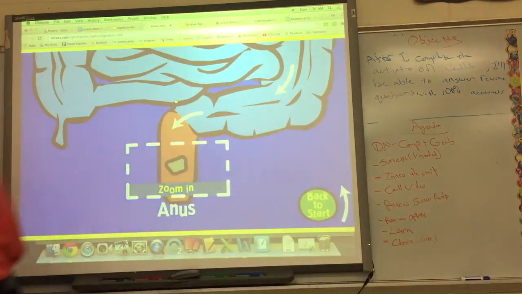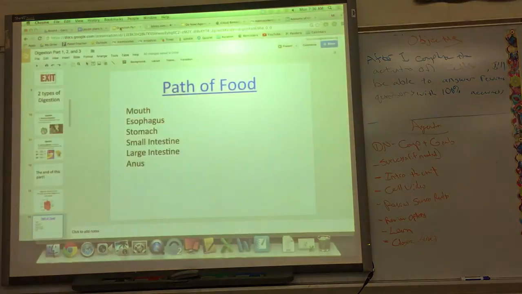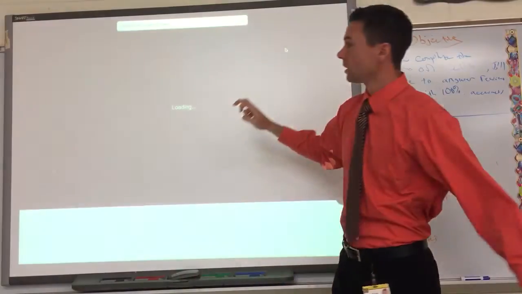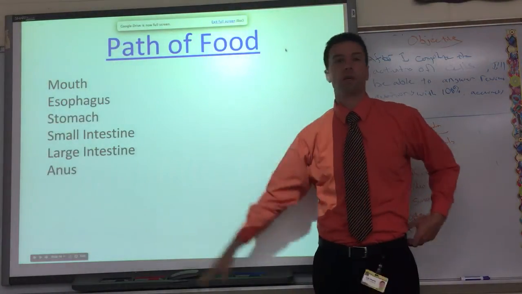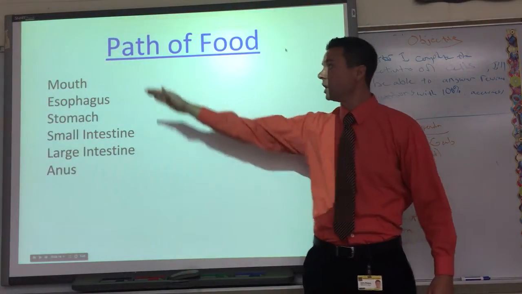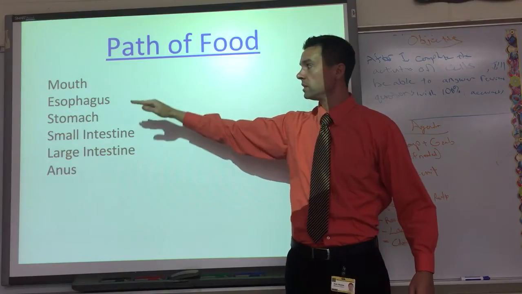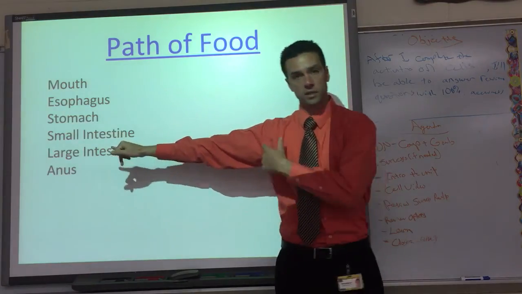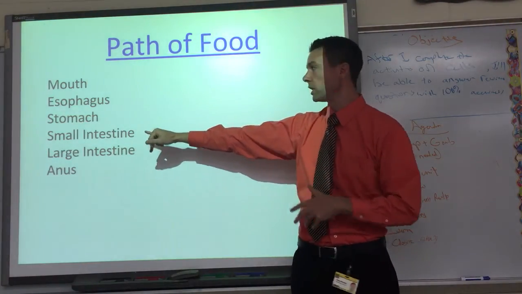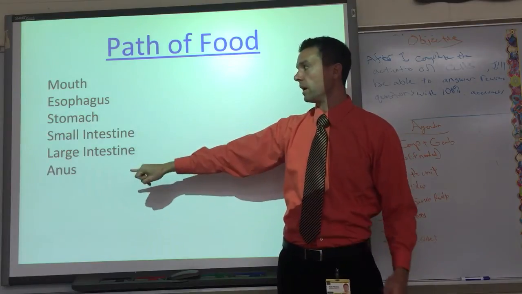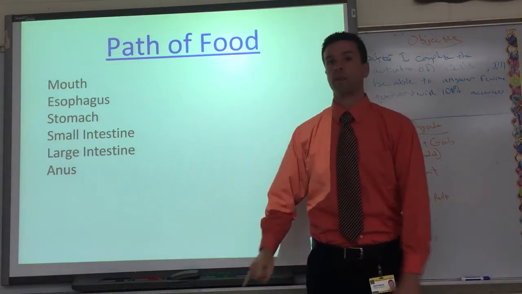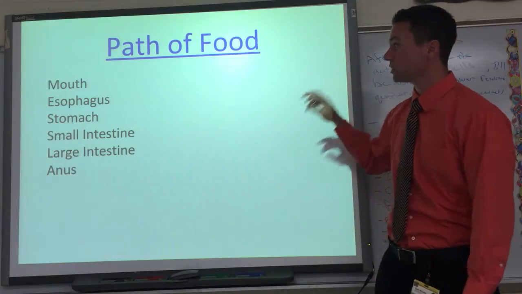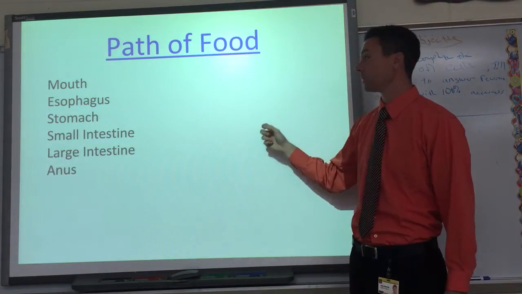So let's go back for a second. For our purposes, this is our path, okay? Which is what you just saw: goes in the mouth, down the esophagus, into the stomach, through the small intestine. Again, you just saw a couple different parts of the small intestine, then the large intestine, and then out the anus. Okay, that is our six-part path that you need to know that we are going to focus on. So now we're going to talk about what happens at each part.